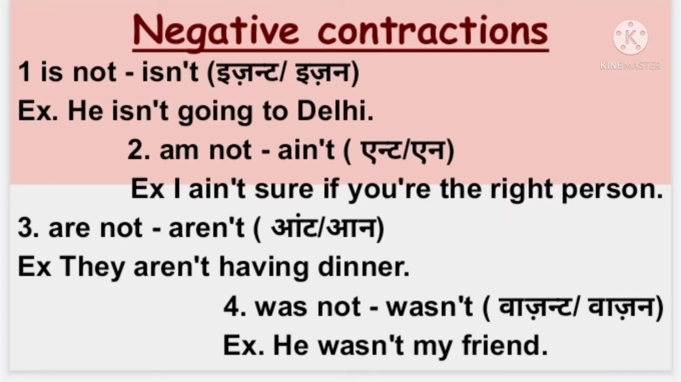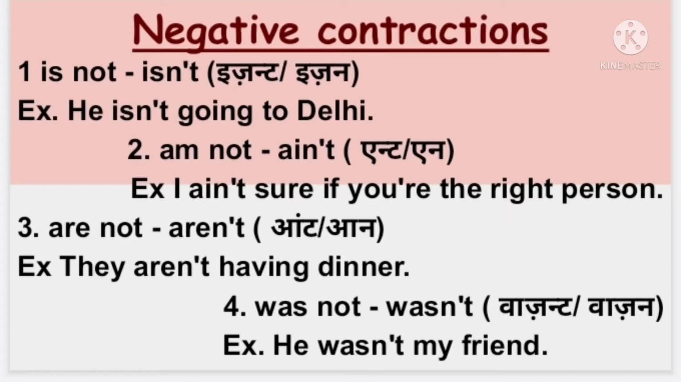You may have noticed that I have written two pronunciations of "isn't". One is the accent of British English, and the other is the accent of American English, because in America the t is not pronounced. It's stopped in American English. Now the example is: He isn't going to Delhi.